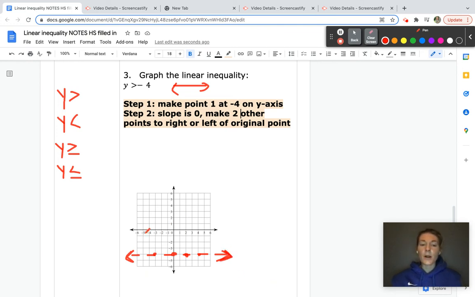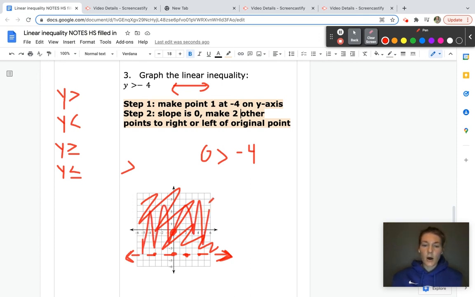And then step 4, do we shade above the line or below the line? Well, greater than, what are all the numbers bigger than -4? It is all of these numbers up here because 0 is greater than -4. Same with like 5 is greater than -4. So we're shading all of the area above this line. This is anything that is going to make our inequality true.